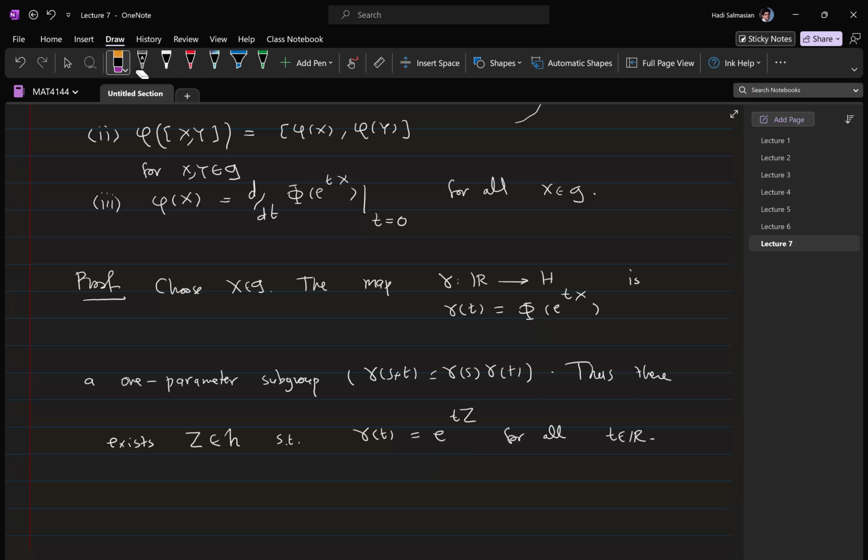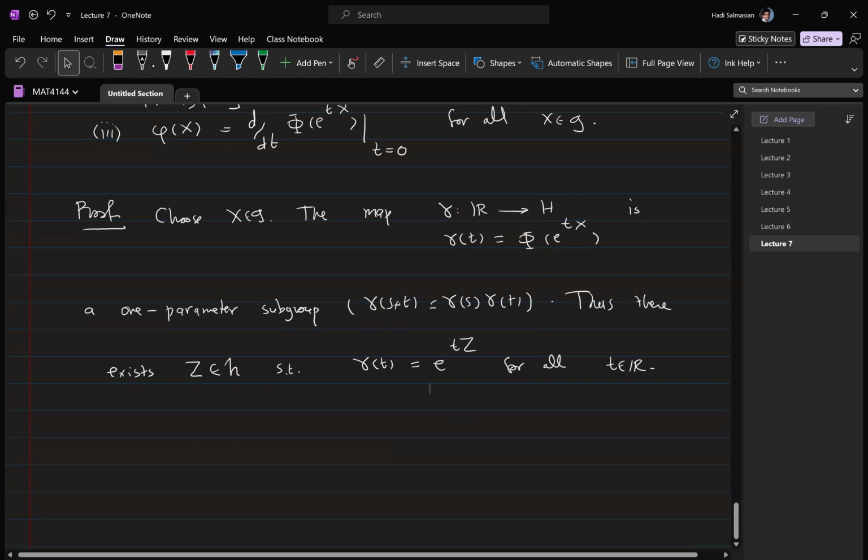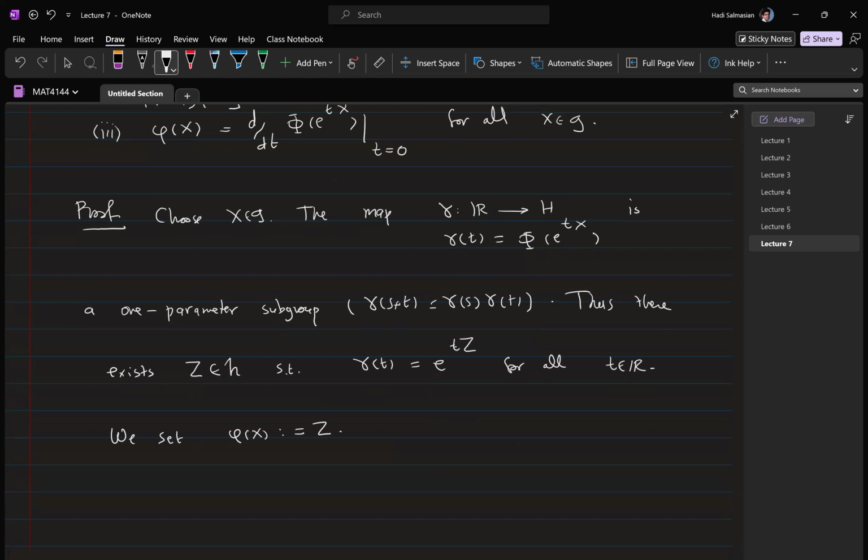All right. So now it's clear what the value of little phi of x should be. It should be z, right? Because that's the natural thing that commutes. So let's see if this thing works. So we set little phi of x equal to z. All right, so this gives a choice, and now we have to prove a bunch of things. First, we have to verify linearity and so on. So let's first verify linearity of phi.